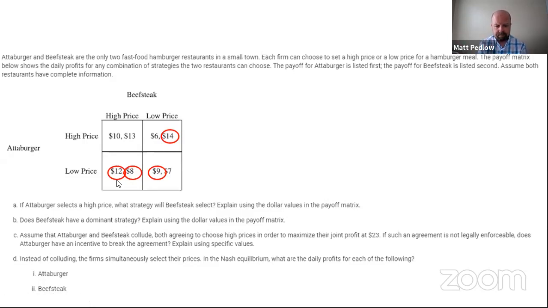And then D, instead of colluding, they simultaneously select their prices in the Nash equilibrium. Well, we just got done saying that Ataburger is always going to go low. That's their dominant strategy. So now Beefsteak has to go high. So Ataburger is going to end up with $12 and Beefsteak is going to end up with 8. Right there's your Nash equilibrium.